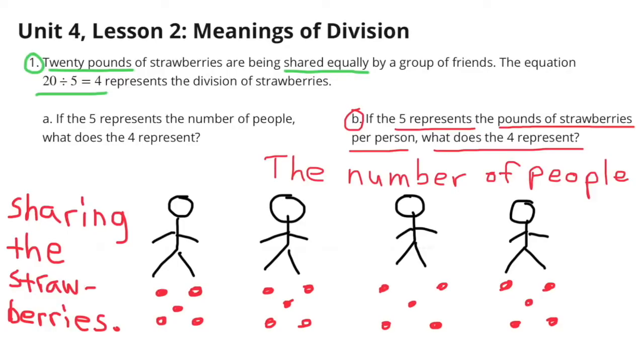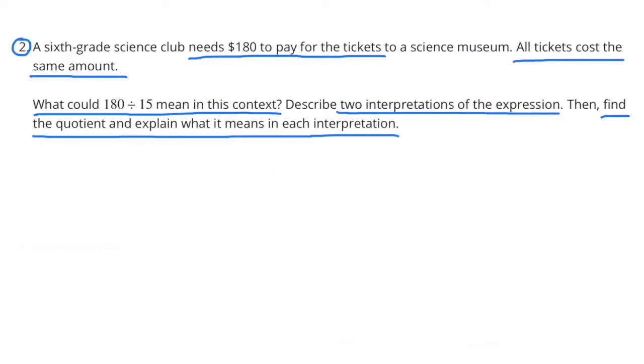Number 2. A 6th grade science club needs $180 to pay for the tickets to a science museum. All tickets cost the same amount. What could 180 divided by 15 mean in this context? Describe 2 interpretations of the expression, then find the quotient and explain what it means in each interpretation.